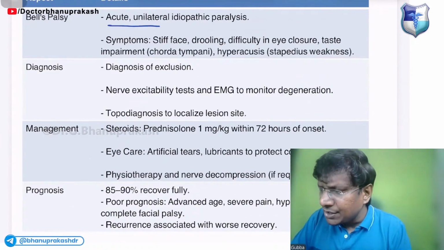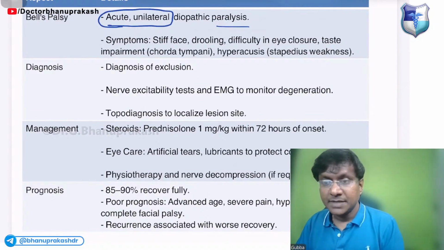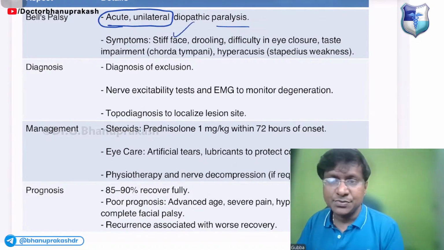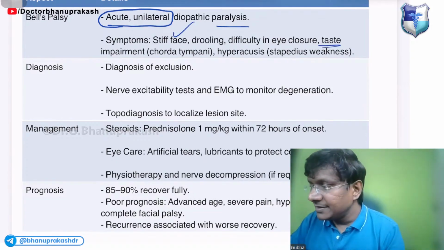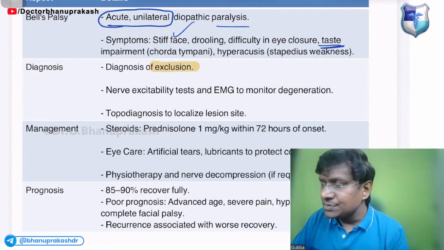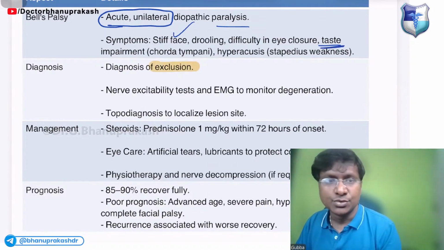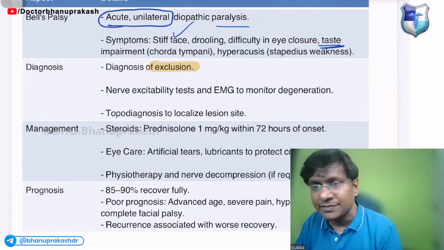And it is an acute unilateral idiopathic paralysis. Symptoms that you will have in patients with the Bell's palsy will be stiff face, drooling of the saliva, difficulty in closure of the eyelids, and there will be the impairment of the taste sensation. Okay. And diagnosis, it is always diagnosis of the exclusion. You need to rule out other causes, and then you need to consider Bell's palsy as one of the diagnoses.